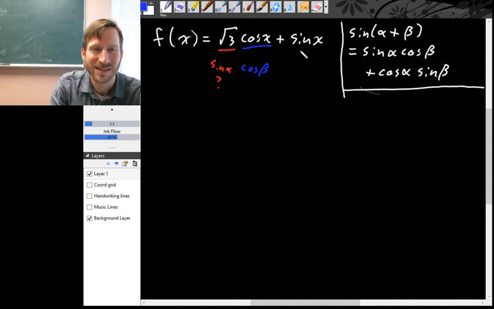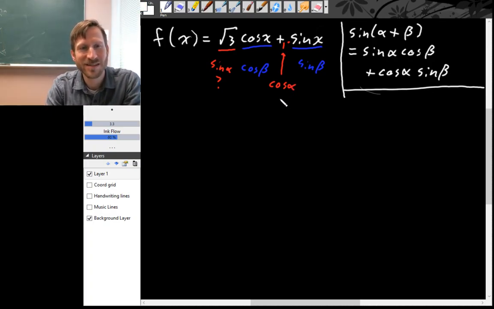And then, let's see, in the second part, sine of x, I guess that's playing the role of sine of beta. And then, well, there's not really anything in here to play the role of cosine of alpha, but, you know, there's always a times 1, isn't there? So that 1 maybe is playing the role of cosine of alpha.